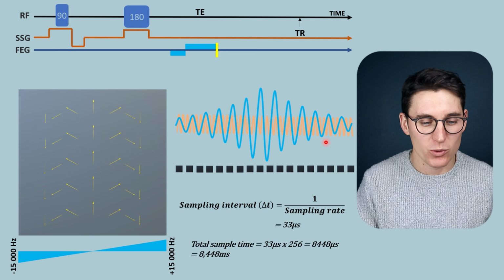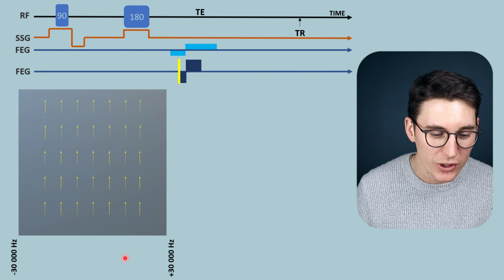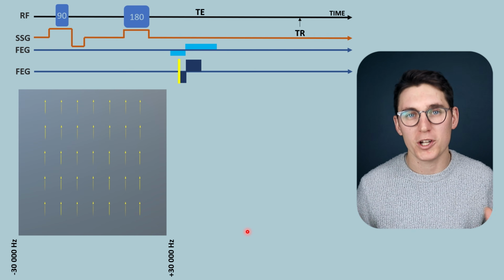Now let's look what happens when we make a larger frequency encoding gradient and we increase the bandwidth. We have a broader bandwidth.